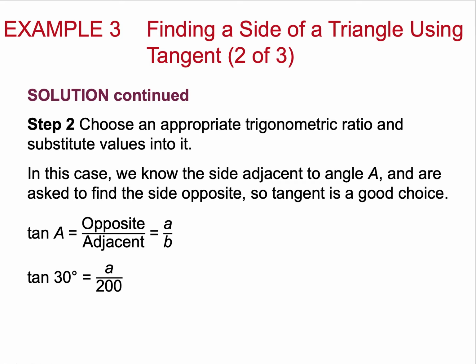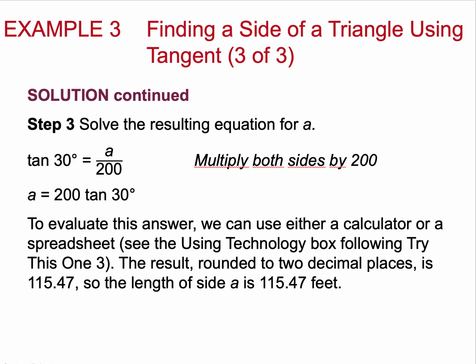Now this is where your previous life with a calculator is helpful. To solve this, I would multiply both sides by 200 so that I get that a is equal to 200 tan 30. So you will need to use your calculator and type in 200 times tangent 30 degrees. You can use any calculator to do this, but make sure it's in degree mode.